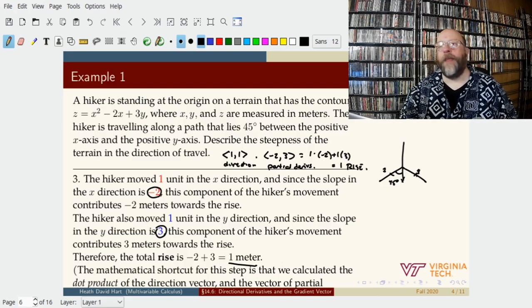So we went down 2 units by moving in the x direction. We went up 3 units by moving in the y direction. The net change is that we went up by 1 unit.